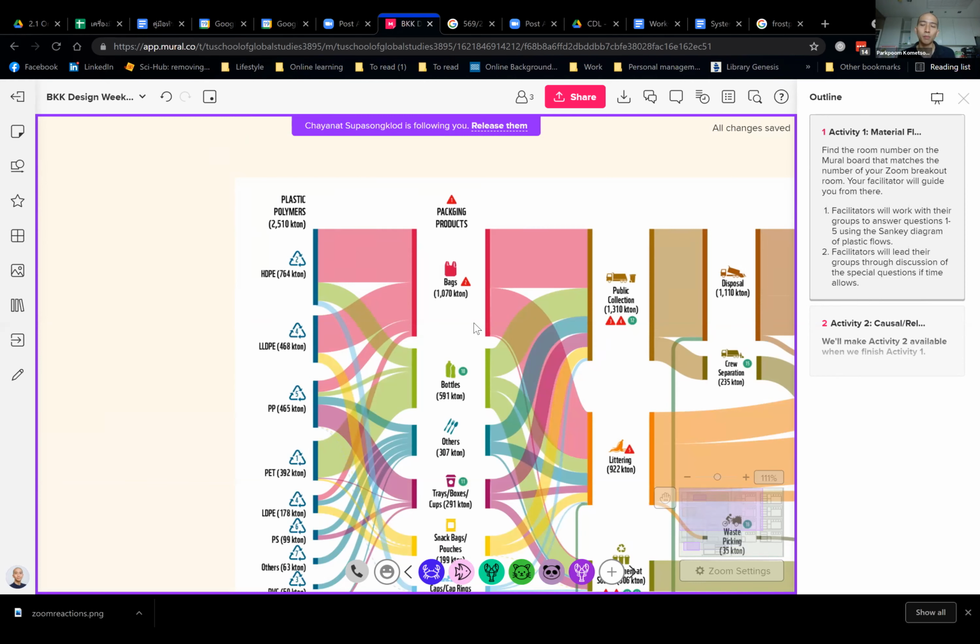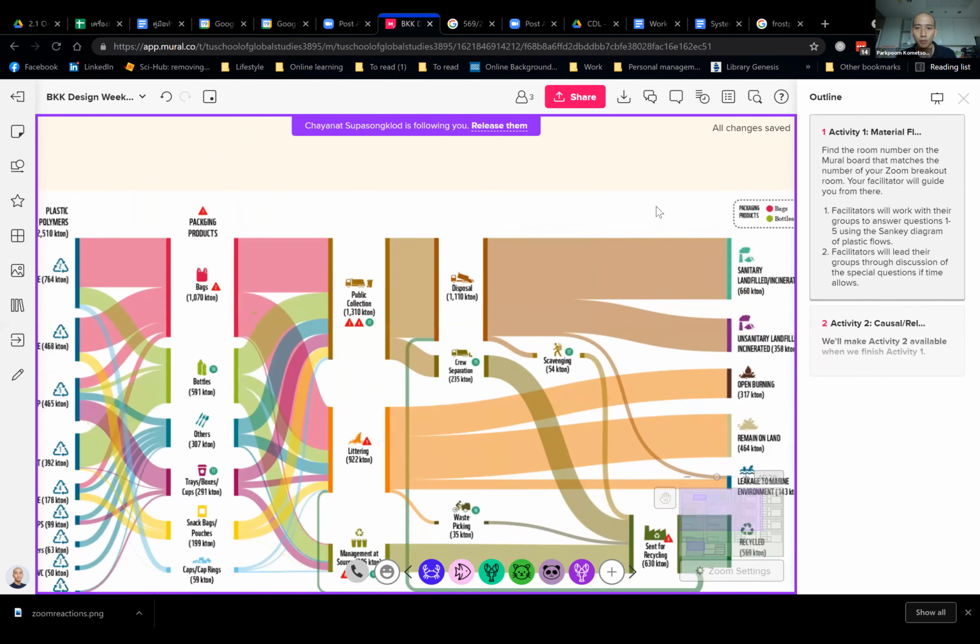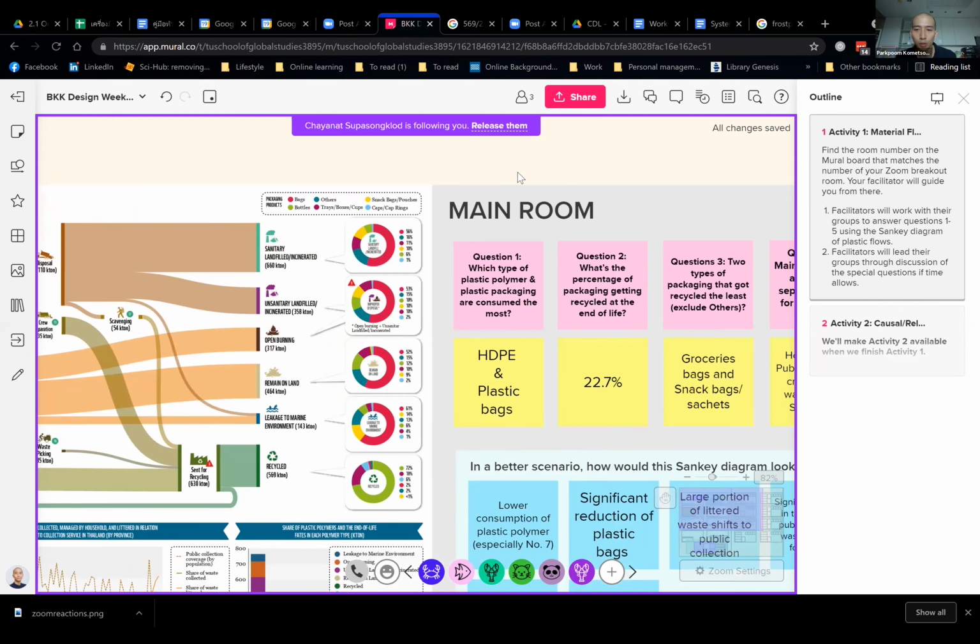When my colleagues and I made this diagram, we were also quite surprised to see that the amount of plastic bags is quite insane compared to even bottles. And you can also see that most of them are not being recycled. But this goes to the next question later.